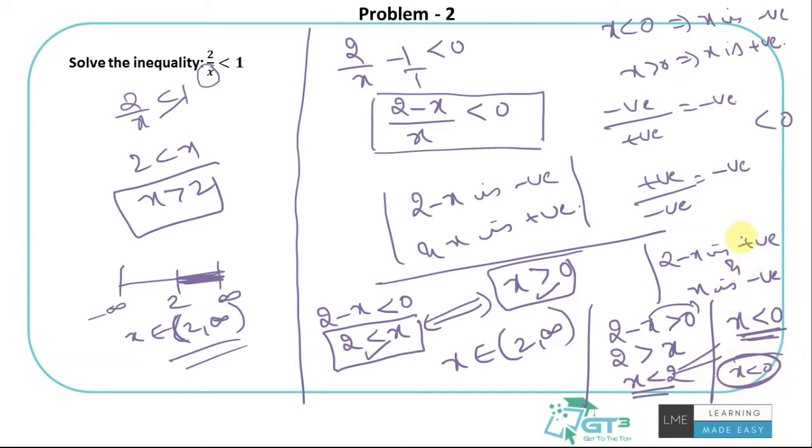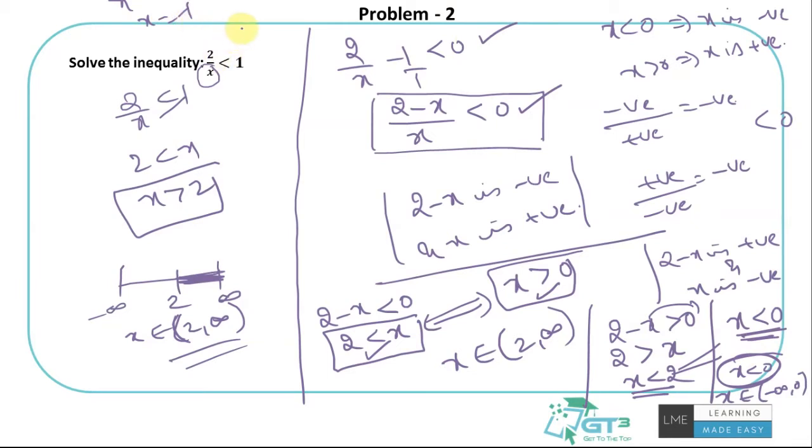So this set is true when x is minus infinity to 0. For all the negative values of x, I will get 2 minus x positive and x negative. And that will satisfy this and that will satisfy this. See, I'll show you. If x is minus 1, right?